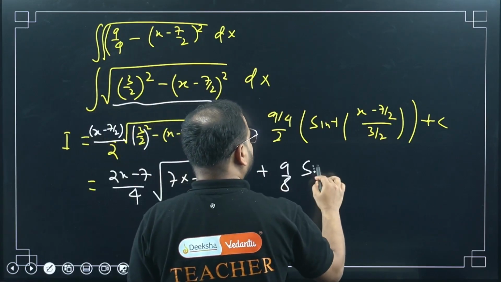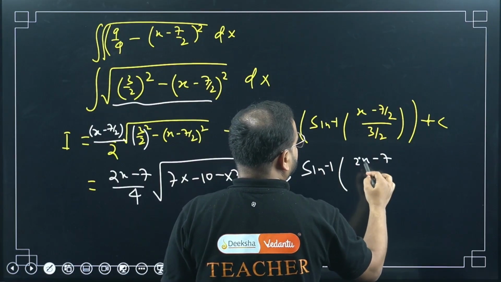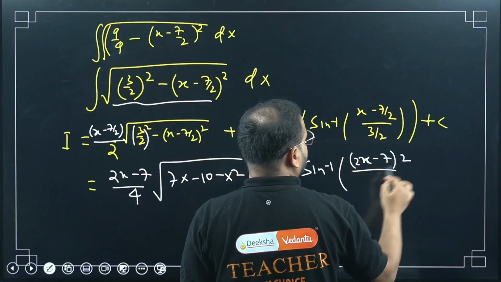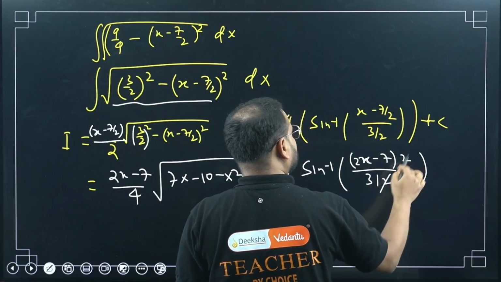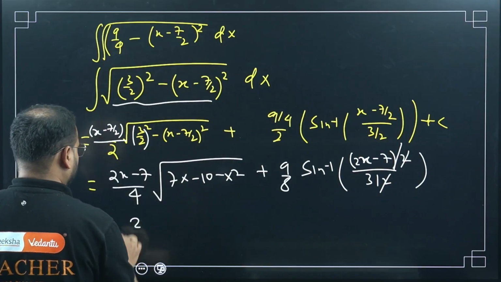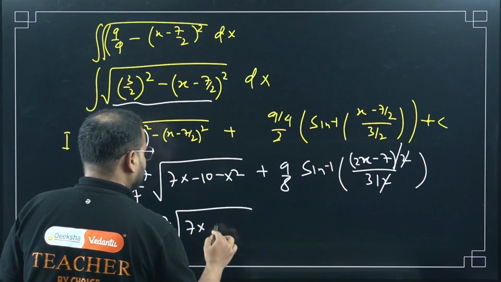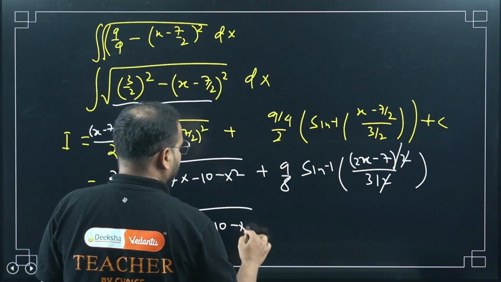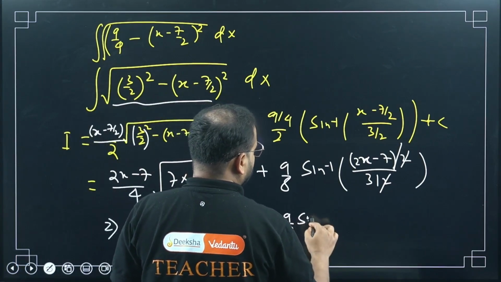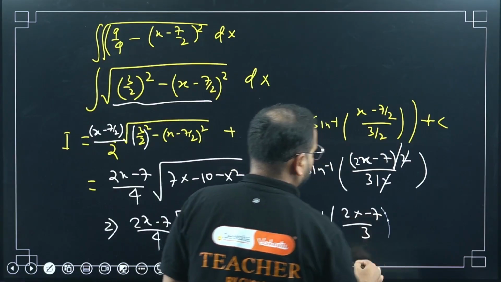How much is this? Sine inverse of, how much is this? 2x minus 7, 2x minus 7 upon 2 is there, and 3 by 2 is there. 2 and 2 cancel. What do I get? My final answer is 2x minus 7 upon 4 times 7x minus 10 minus x square. Sorry, this will be what? Plus 9 by 8 sine inverse of 2x minus 7 upon 3, plus c.